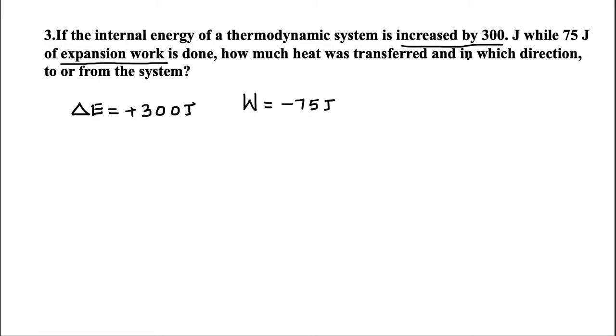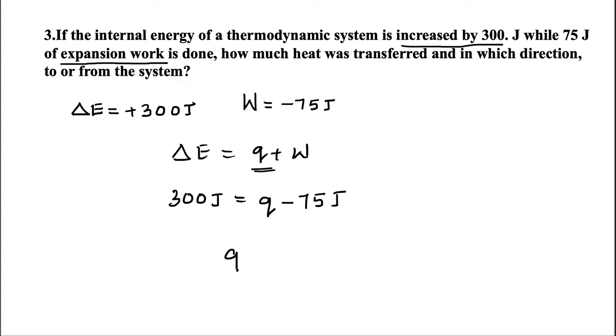How much heat was transferred? Here the system is losing 75 joules of energy as it is doing the work. Then how can it improve by 300 joules of energy? It can only be done by gaining heat. So let's use the formula delta E equal to Q plus W. What is the delta E here? 300 joules, and we are going to find this term Q. And what is the W here? Plus of minus 75, that means it is negative 75 joules. Now 300 joules equals Q plus negative 75.